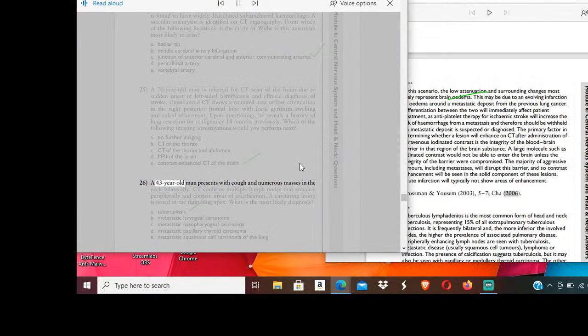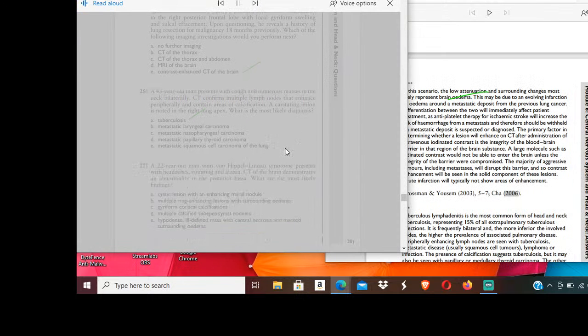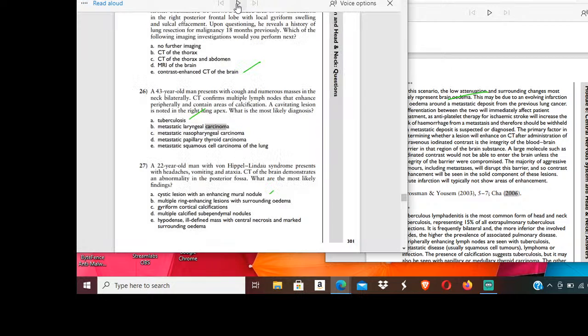26. A 43-year-old man presents with cough and numerous masses in the neck bilaterally. CT confirms multiple lymph nodes that enhance peripherally and contain areas of calcification. A cavitating lesion is noted in the right lung apex. What is the most likely diagnosis? A. Tuberculosis. B. Metastatic laryngeal carcinoma.